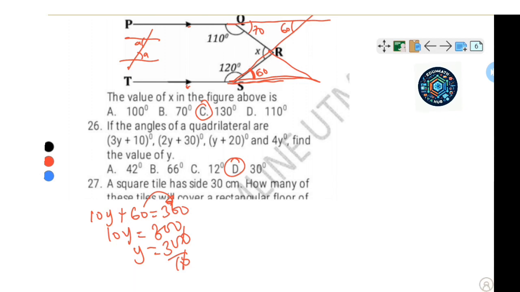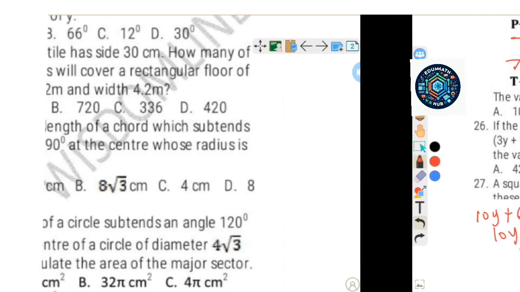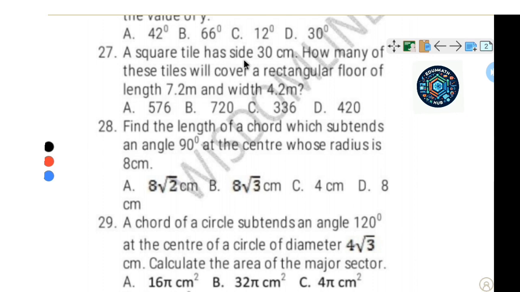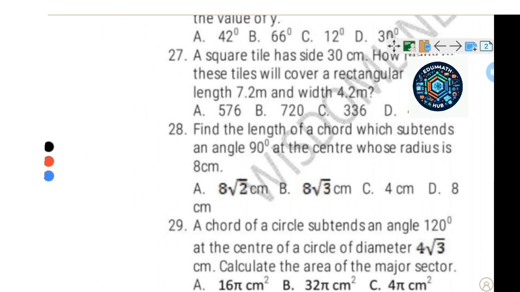So we move to number 27 now. A square tile has side 30 centimeter. How many of these tiles will cover a rectangular floor of length 7.2 meters and width 4.2 meters? So the first thing to do is to check the side of the square, which is 30 centimeter. Convert this to meter because the rectangle is in meter. So this will give you 0.3 meters.